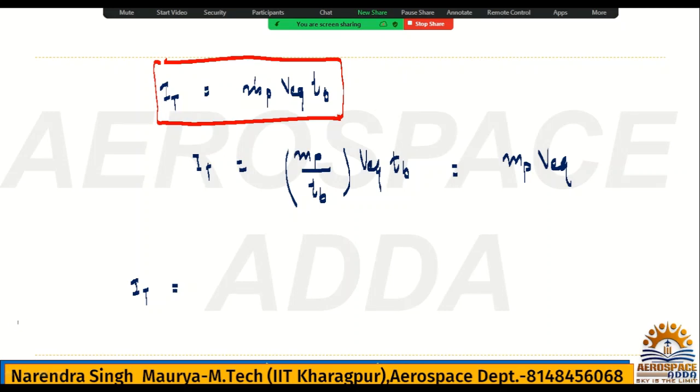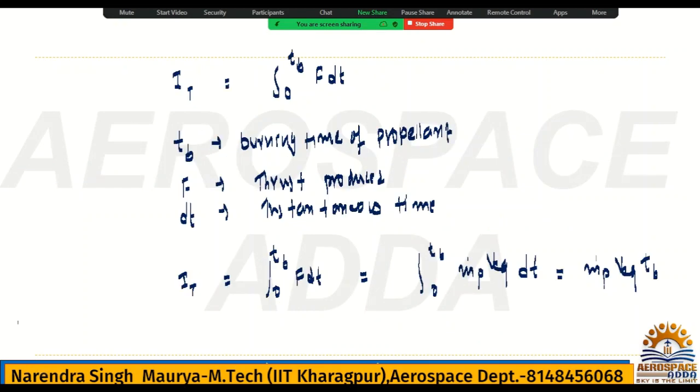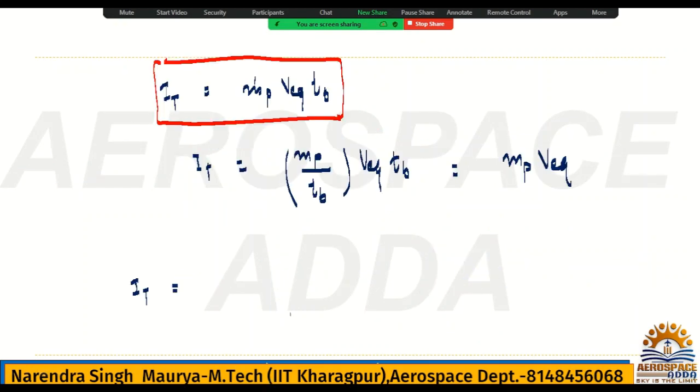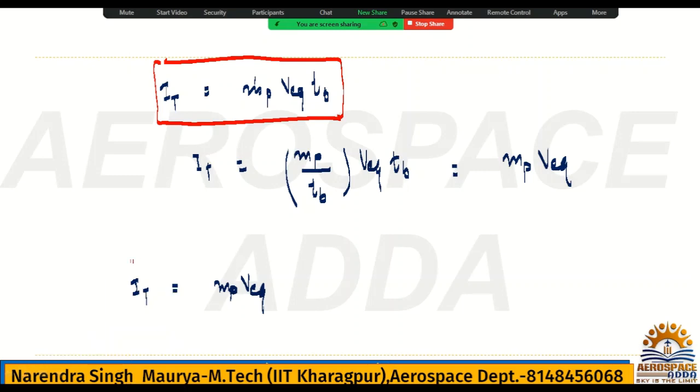It is the total impulse. Now in a different format, it is nothing but mp into B. This is the final formula. Okay, so what happens many times is that students in the flow will commit a mistake here.